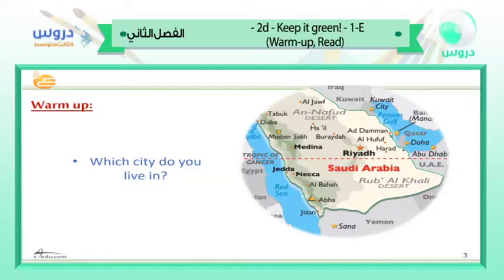This is a map of the Kingdom of Saudi Arabia. We have different cities. See, we have here Jeddah, Mecca, Riyadh, Medina, Hail, Madain Saleh, Diba, Tabuk, Al-Jawf, etc. So which city do you live in? Okay. Main cities are Jeddah, Mecca, Riyadh, and Medina.